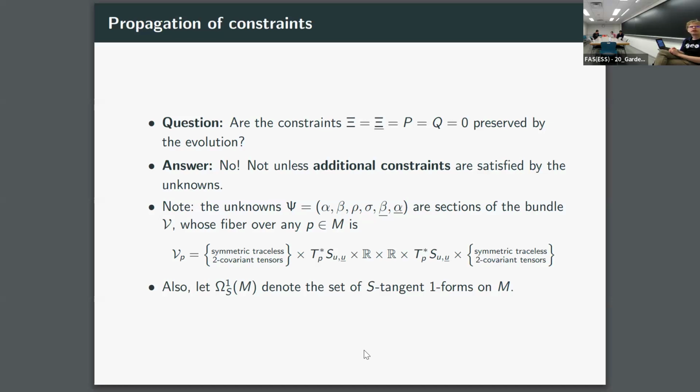And just for brevity, I'll also let this Omega 1, so 1-forms, but with a subscript s, denote the set of s-tangent 1-forms. These are 1-forms that are tangent everywhere to these spherical sections, S_{u,ubar}.